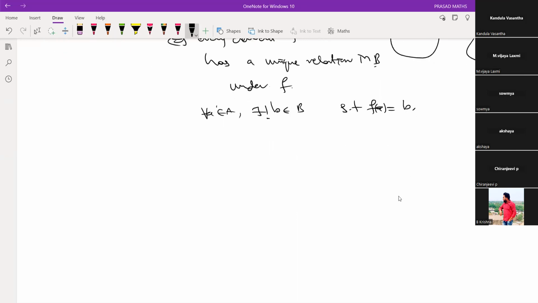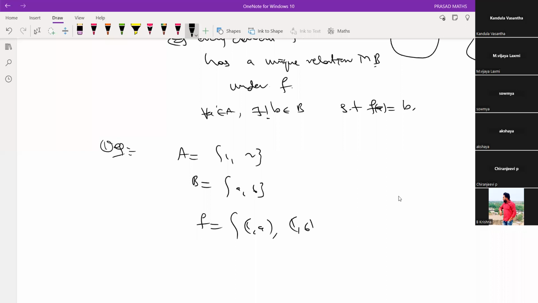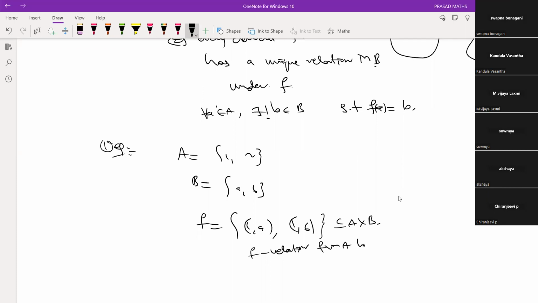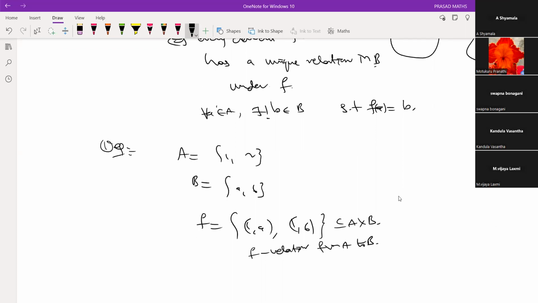Understand? For example, let us start. Suppose you take A equals {1, 2}, B equals {a, b}. Suppose my F is {(1,a), (1,b)}. Is it a relation? Yes, sir. It is a relation but not a function, because it's a subset of A cross B. Therefore, it's a relation from A to B. Question: is it a function?